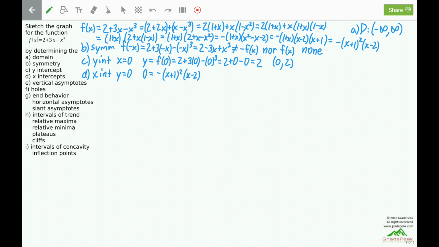Since y is f of x, we're setting it equal to 0. We're going to solve for all x's here. It's already factored, so this tells us that x equals negative 1 and x equals positive 2. The corresponding x coordinates to go with the y coordinate of 0. So we have a negative 1 comma 0 and we have a 2 comma 0.